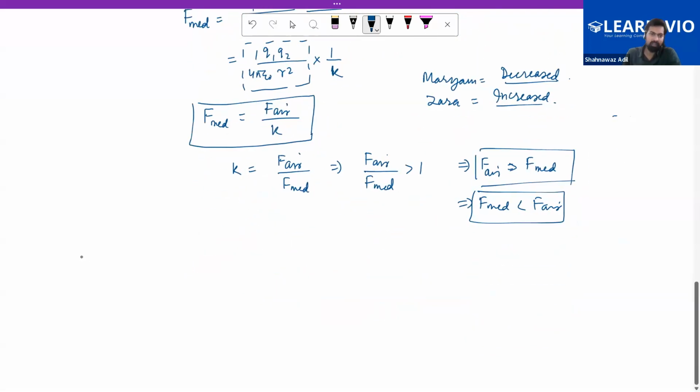So what do we understand with this thing? That the force will decrease in the medium.